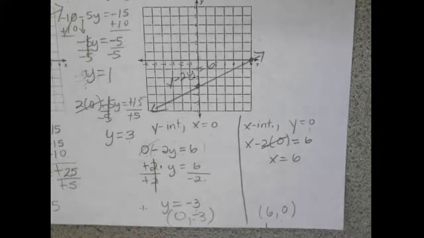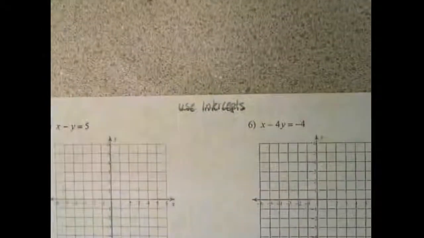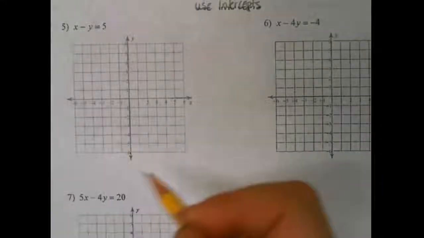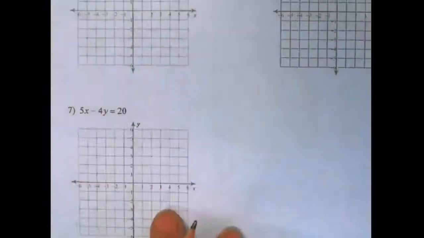So far, so good? On the top, it says use intercepts. It just got cut off. So make sure you make it so that it says use intercepts. Okay? So that means you're dividing your work, right? X equals 0, y equals 0. 2 equations for these guys. These are probably the easiest ones to do.